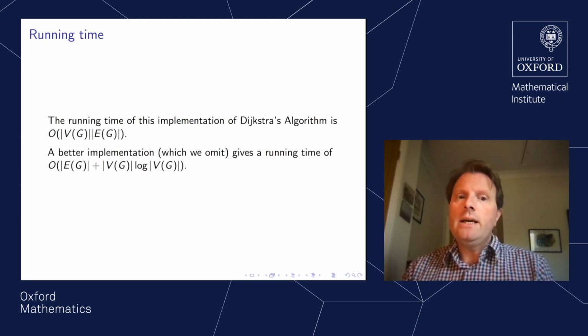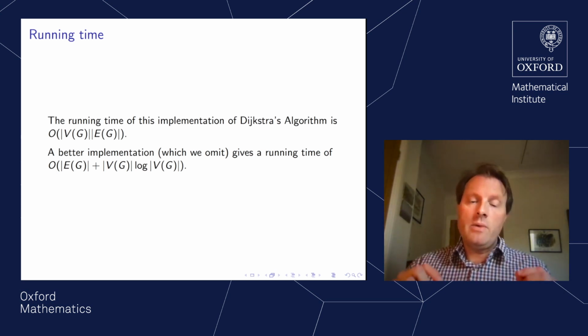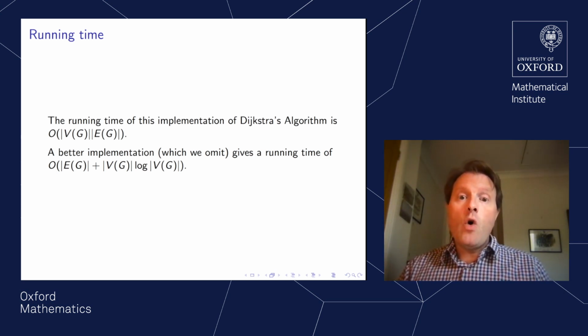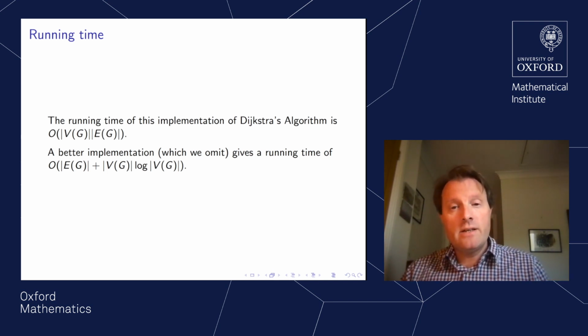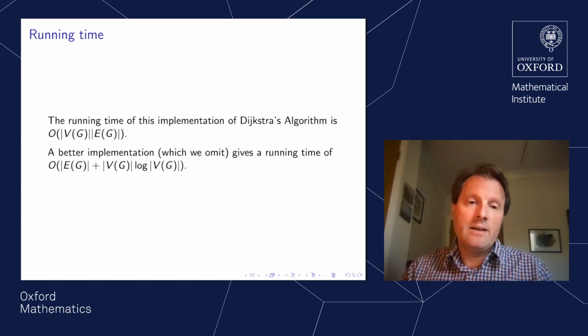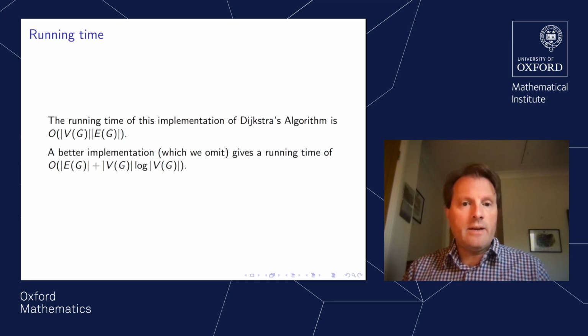In particular, it's much, much more efficient than the naive algorithm of just looking at all possible paths between our pair of vertices, looking at the length of each and just taking the minimum of that. That takes far, far too long. Okay, so that completes this lecture.